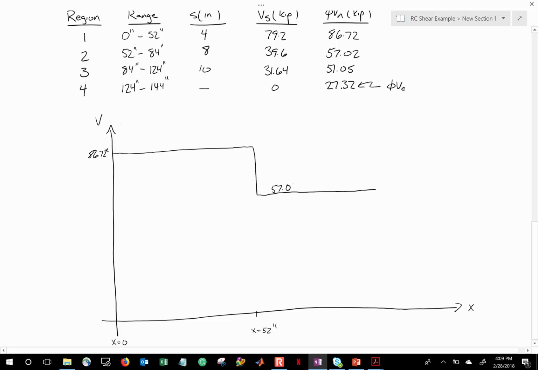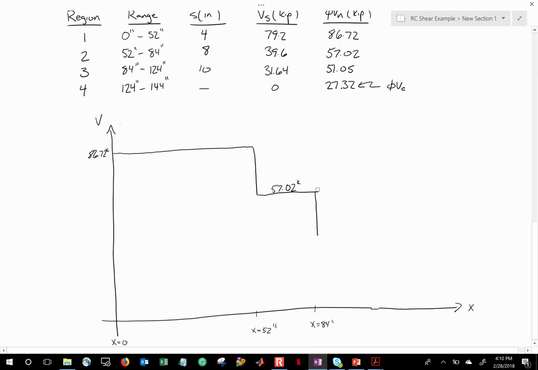This is 57.02 kips. And that's going to keep going until x equals 84 inches. Actually, let me see if I can erase that a little bit. Sort of squinch that in a little bit. We'll say it's about right here. And here at x equals 84 inches, that's going to drop even further. So this part here is going to go away.